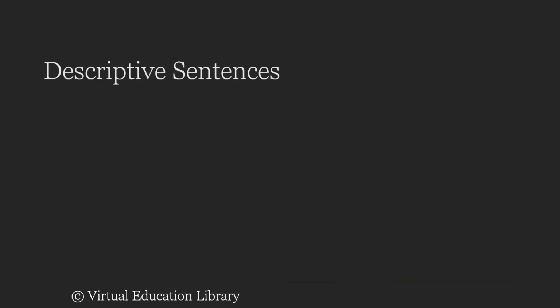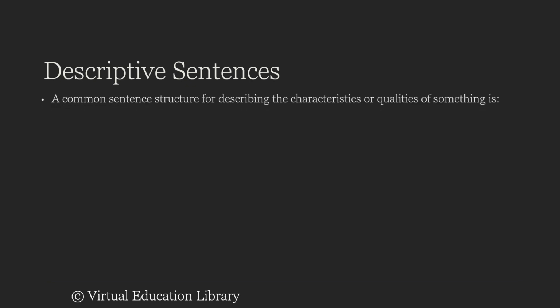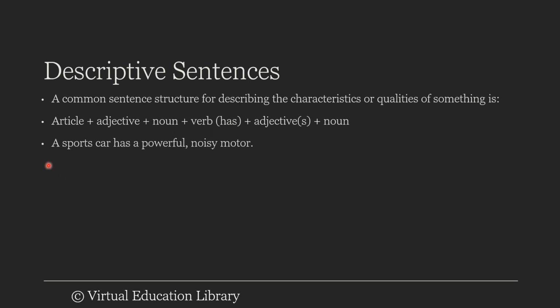Now, descriptive sentences. How to write descriptive sentences. This is a common type of sentence. The structure for describing the characteristics or qualities of something. And the structure of this is article, then adjective, a noun, verb, adjective, and again a noun. A sport car has a powerful, noisy motor.